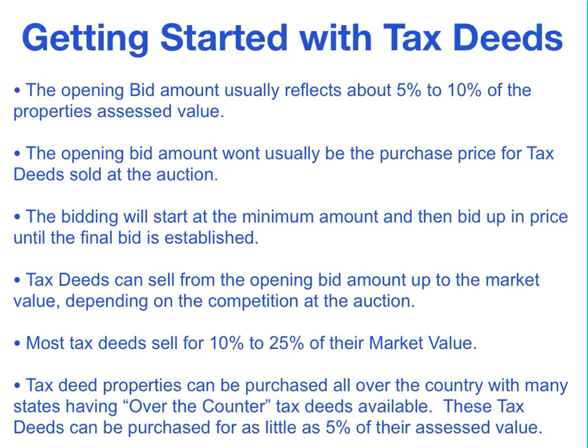Also, tax deeds can sell from the opening bid amount, and it can really go up depending on the competition at the auction. Usually, tax deeds are going to sell from anywhere about 20% to 50% of the market value. If there's real high competition and there's two investors that really want a property, then the bidding can go higher than there. But I recommend looking at tax deeds anywhere between that 20 to 50% of the market value.